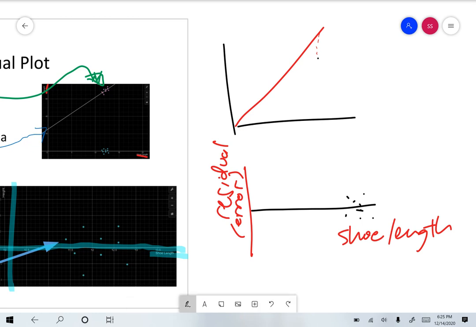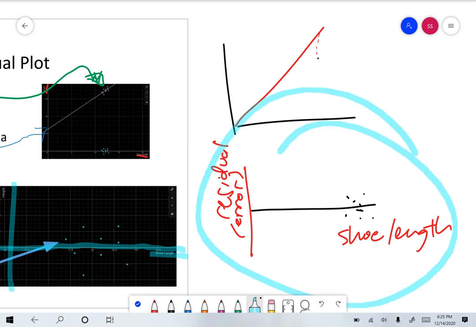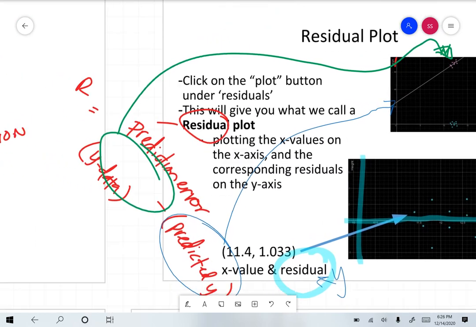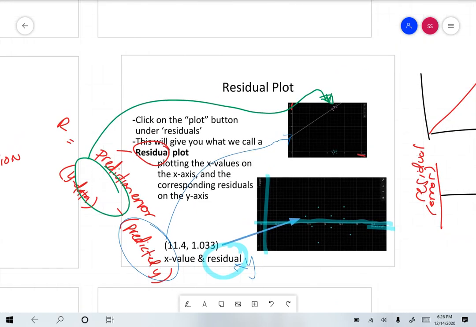So residual plot is going to look something like this. A very rough sketch of that. So basically it's just telling you how accurate your prediction line was, your line of best fit. Okay, your regression line, your least squares line, whichever one of those you want to call it.